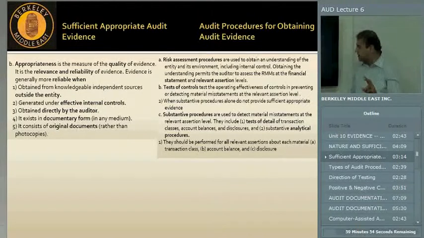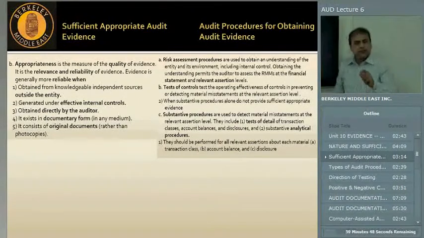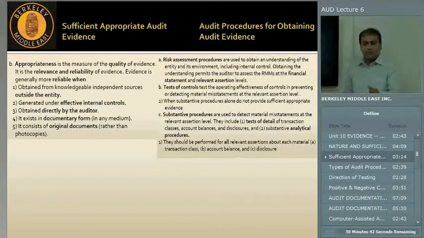Now, substantive procedures are of 2 types. One is the test of details of transactions, where you can check each and every voucher: JVs, cash payment, cash received, bank payment, bank receipt, or fixed asset purchase vouchers, every kind of voucher. When you go into detailed testing, this is test of details.